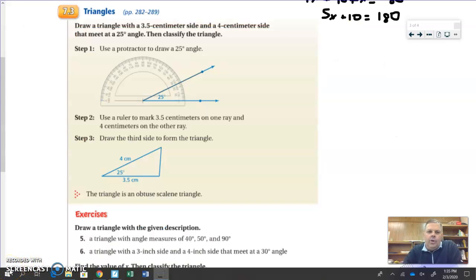In our third part that we are going to talk about today, we have to draw a triangle with a 3.5 centimeter side and a 4 centimeter side that meet up with a 25-degree angle. And then we're going to classify that triangle.